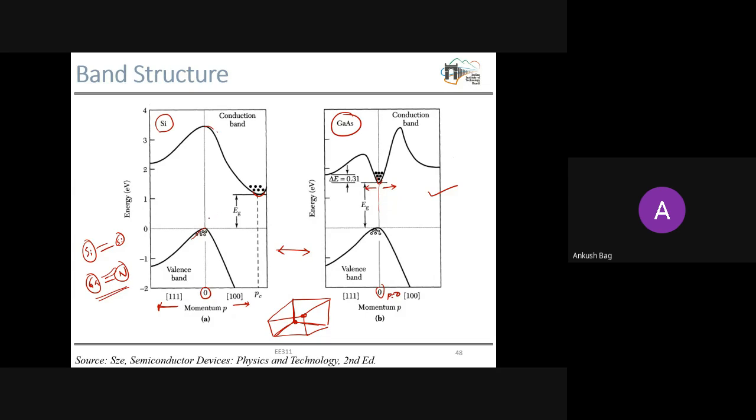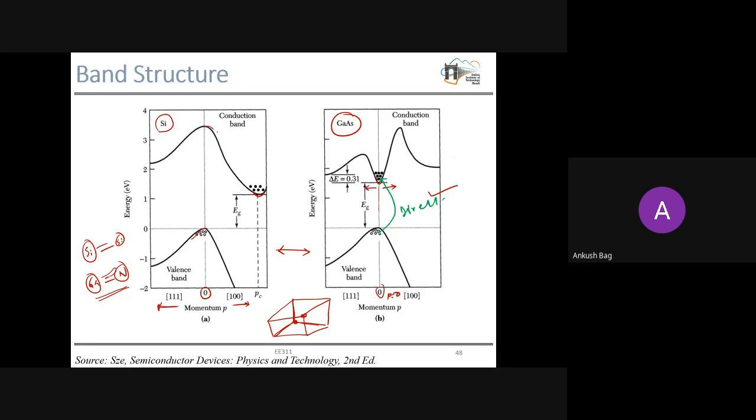Another thing, and perhaps the most common thing from this band structure, is that this material is called an indirect band gap semiconductor. Why? Because in silicon, when an electron moves from the valence band to the conduction band, let us first discuss the case of gallium arsenide, because this is called a direct band gap semiconductor. If we excite an electron from the valence band, it will directly go to the conduction band. Only the change in energy of the electron is required.